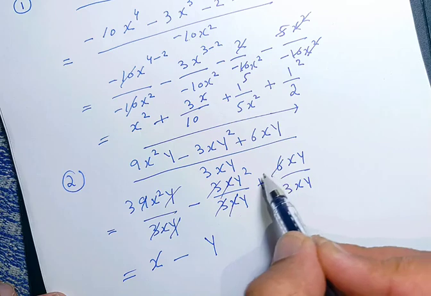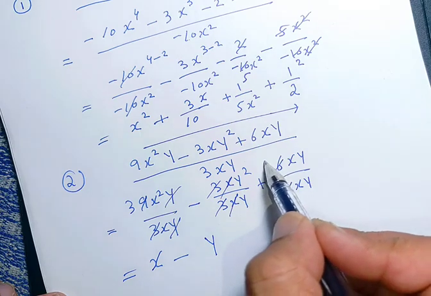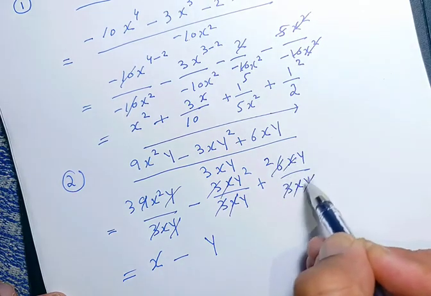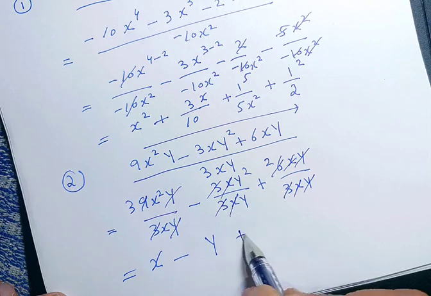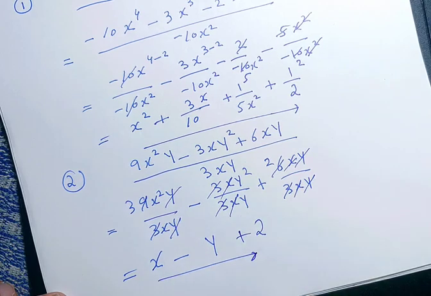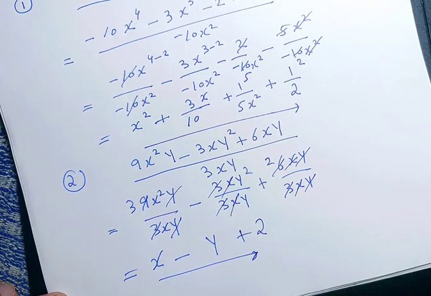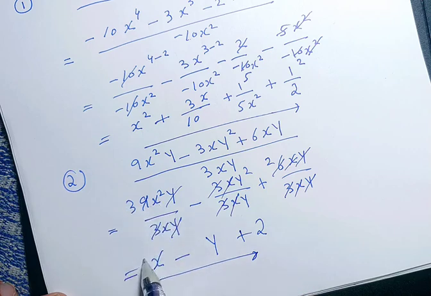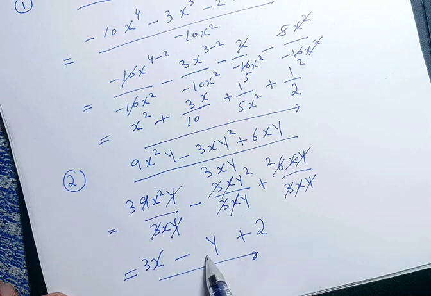Again, 6 divided by 3 is 2, 3 divided by 3 is 1, x cancel with x, y cancel with y, only left plus 2. Sorry, 3x. So the 3 also as well, 3x. 3x minus y plus 2. This is my final answer.